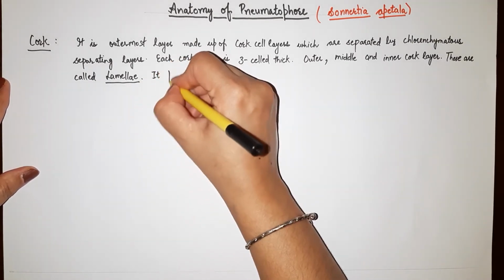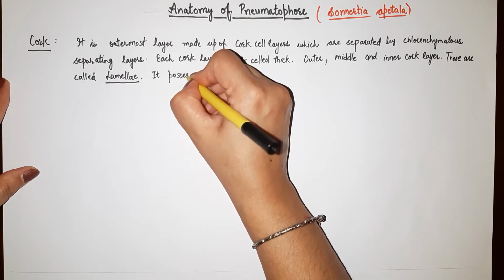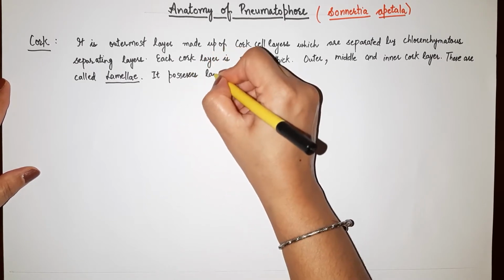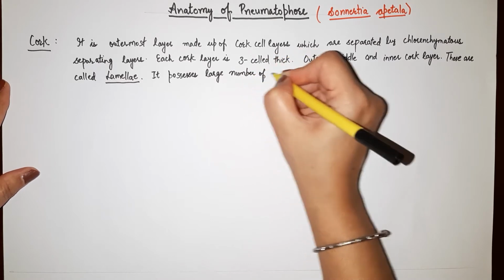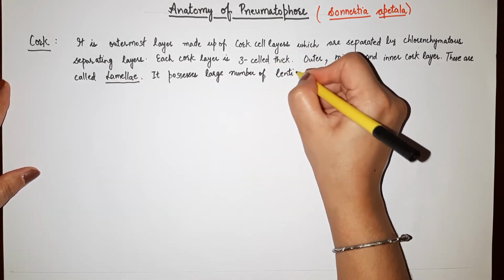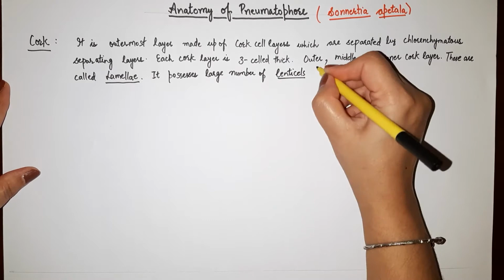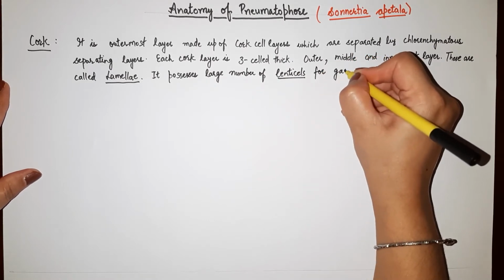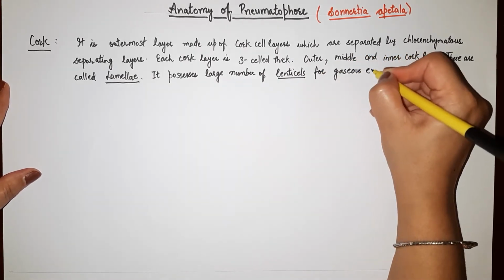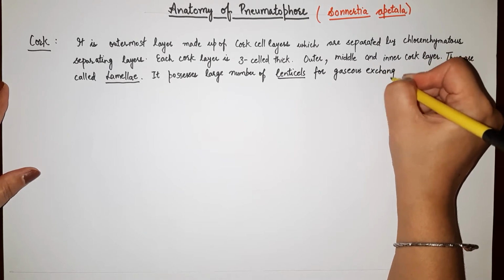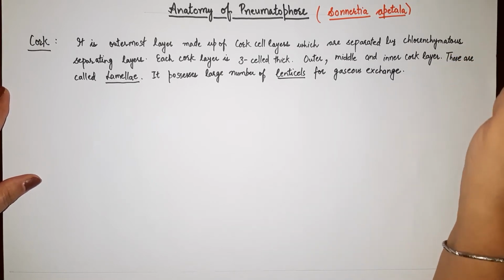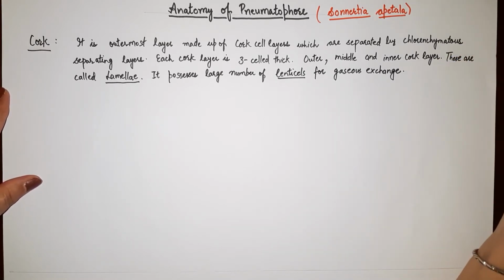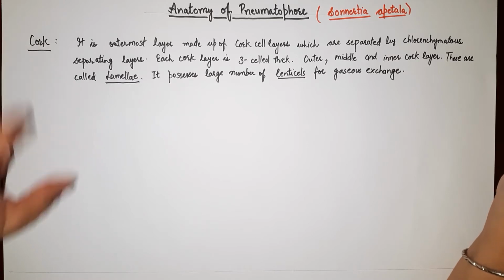It possesses a large number of lenticels for gaseous exchange, because these are the roots modified for respiration. So, they have abundant lenticels, which are also called pneumatodes, which are required for gaseous exchange. So, that was about cork.